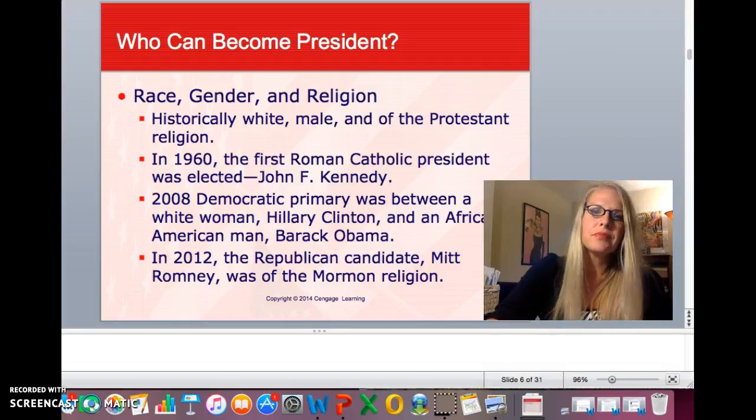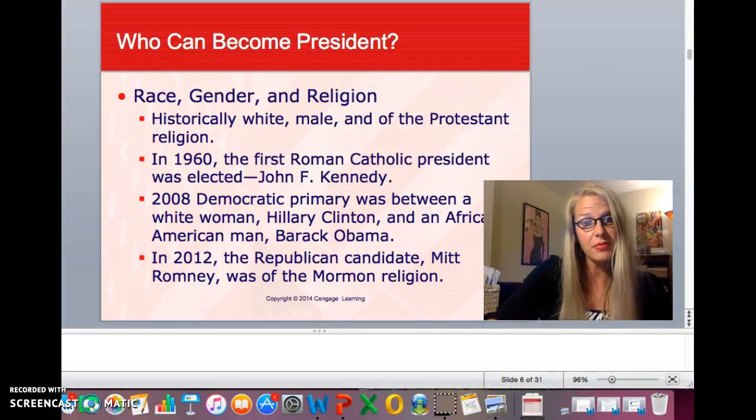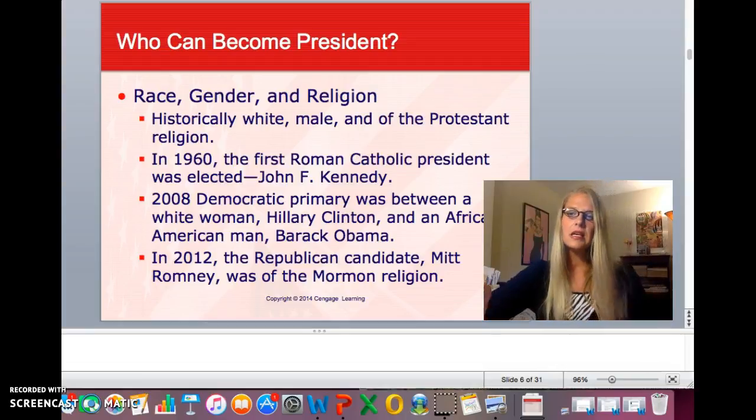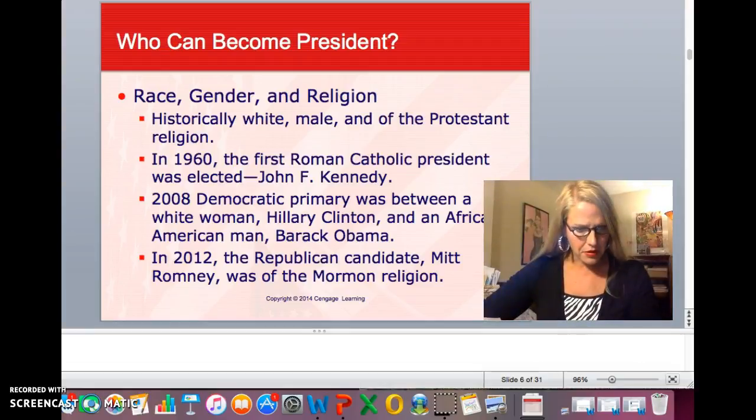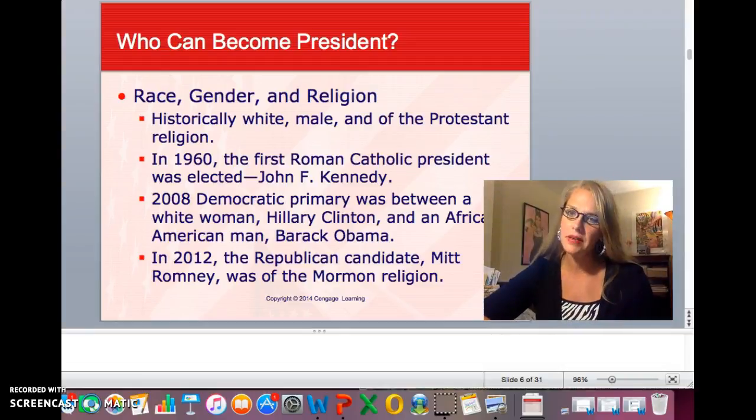Race, gender, and religion. Historically, presidents have been white, male, and of Protestant religious descent. In 1960, the first Roman Catholic president was elected. And your book also mentioned, I believe it was Alfred Smith. Yes, I believe so. Al Smith in 1928 was the first Democrat to run on a major ticket as a Roman Catholic. And then in 1960, JFK was the first Catholic president.